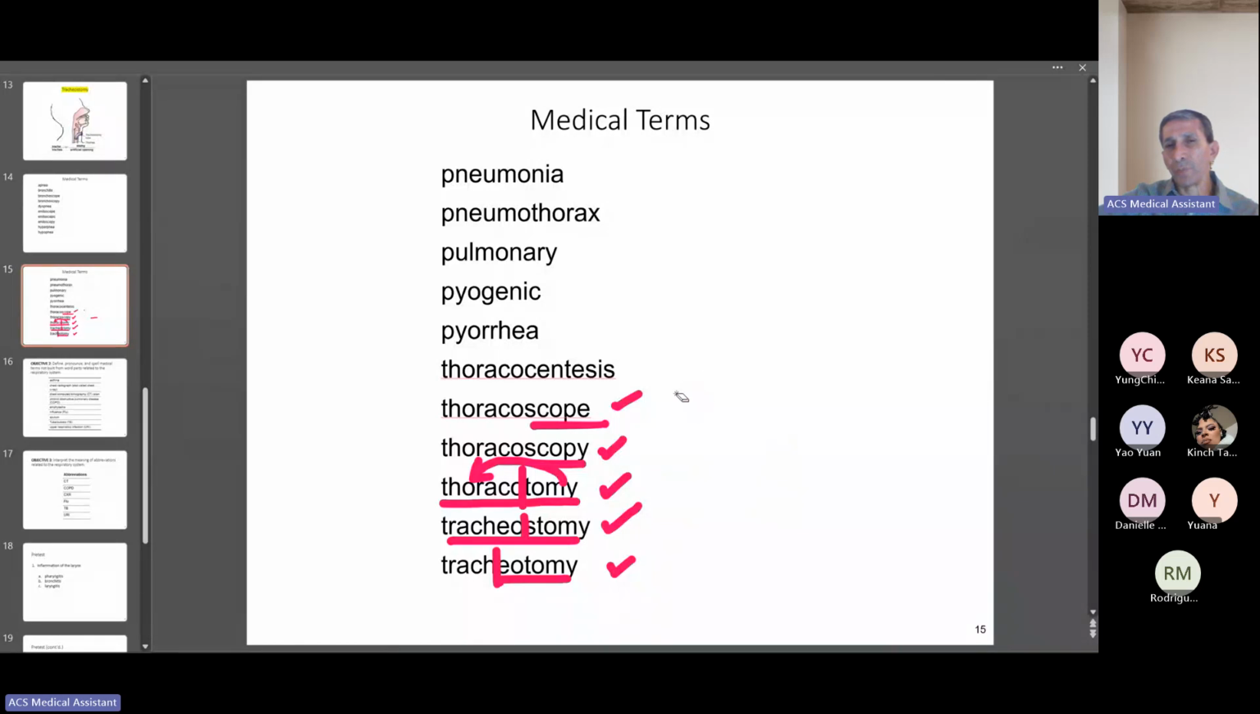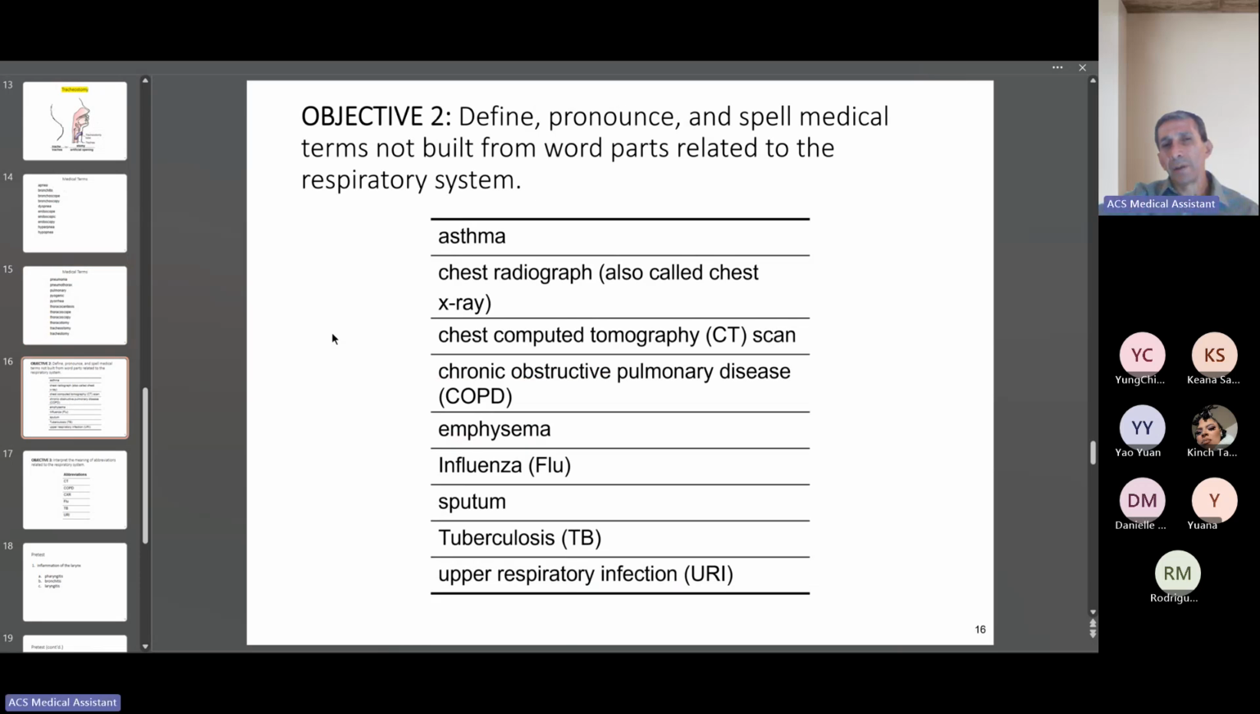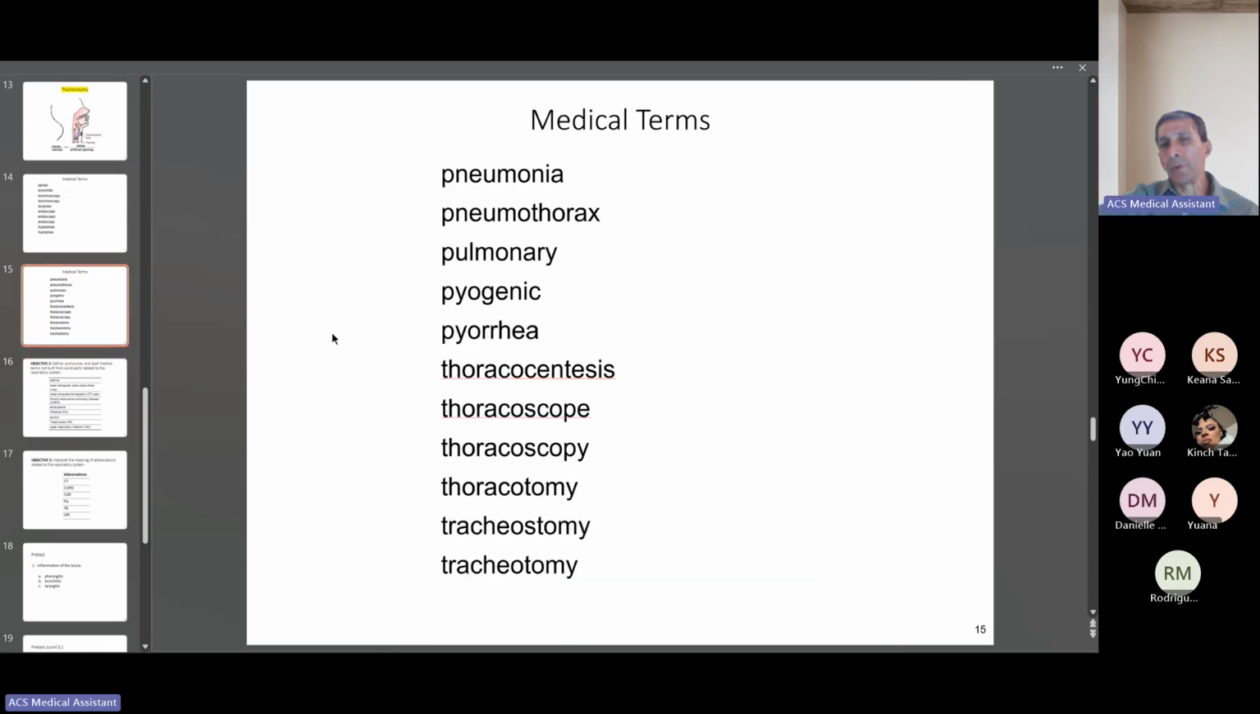Because surgical procedures are very common, we're going to be using this frequently, but not you, but the medical doctors, particularly the surgical department. So that's how we are going to deal with these medical terms. Okay, any questions about these medical term parts or the definition?